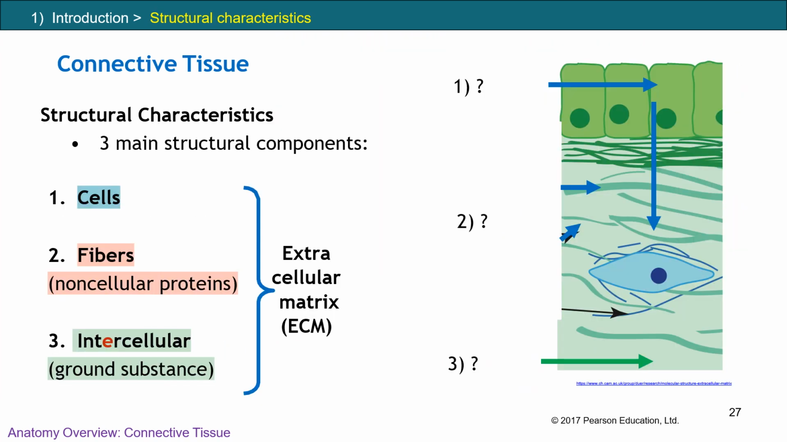Now we're going to talk about the structural characteristics of the different types of connective tissues, and there are three main structural characteristics. The first one is cells, the second one is fibers, and the third one is intercellular components, also called ground substance. So let's start talking about each one of those. And again, this is for different types of connective tissue, so there will be different cells, different fibers, and different intercellular components. I'm just going to give you some examples.